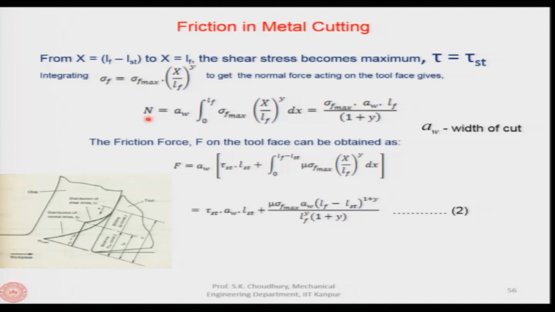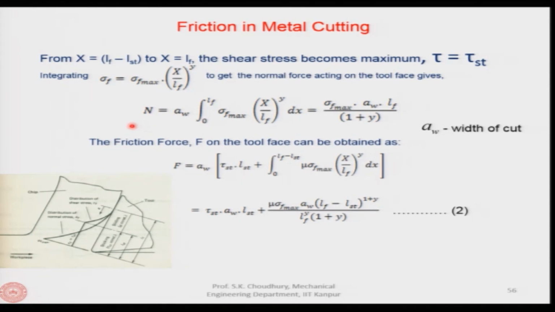What we are getting is the normal force equal to A w, integral from 0 to LF of sigma F, and the sigma F is sigma F maximum x by LF to the power y with respect to dx. So, if we integrate this from 0 to LF, it will be sigma F max A w, which is constant, LF we are getting, and divided by 1 plus y. All right. Now, we got the normal force here.